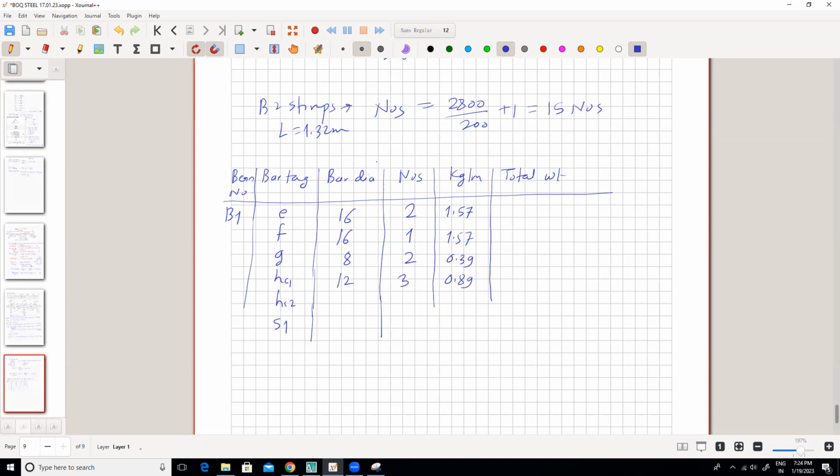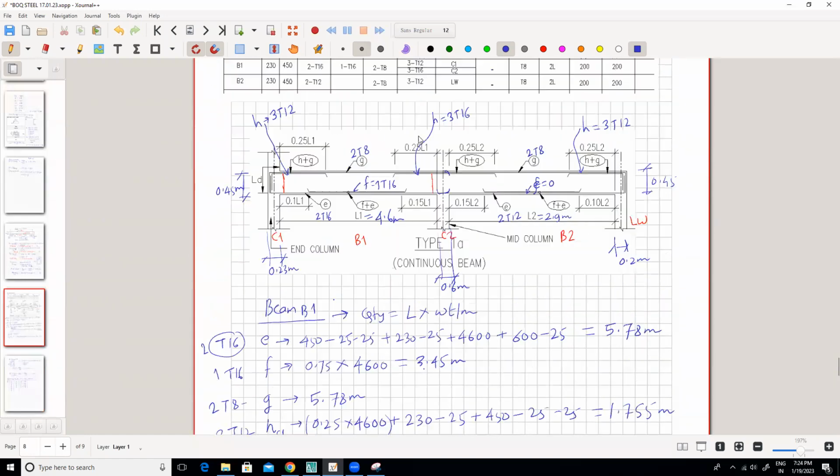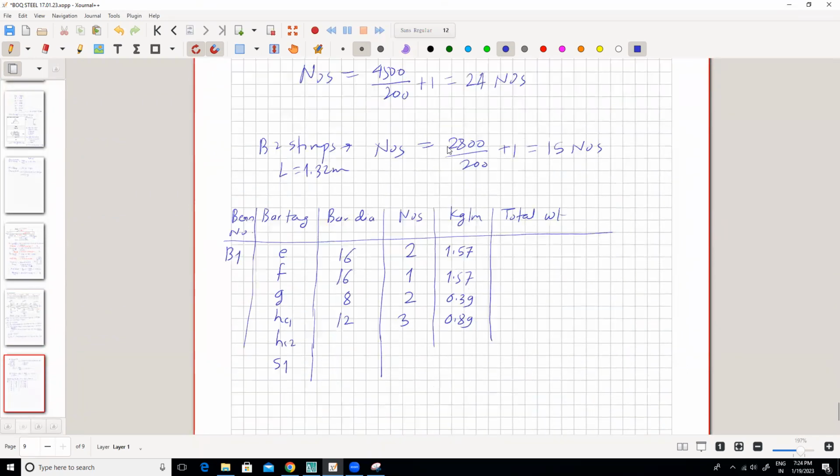I don't know, ये सही है क्या देखो. Then HC2 कितना है? ये 3T12 था. HC2 है 3T16. 16, 3, 1.57. Okay. And S1 का, one point is missing. Length कहाँ लिखा है हमने? Length तो लिखा ही नहीं. Okay. kg के बाद यहाँ लिखेंगे length. So multiply करना पड़ेगा ना इसको. And then total weight.